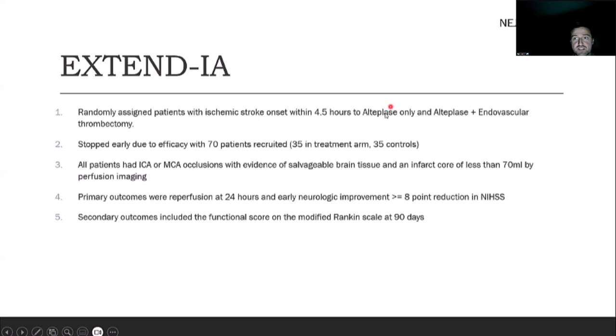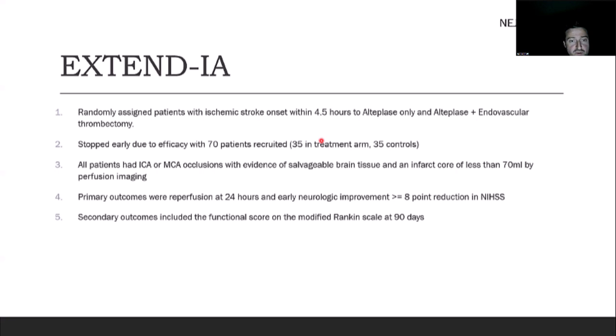EXTEND-IA also came out in March of 2015. Again, randomly assigned patients with ischemic stroke within 4.5 hours to alteplase and endovascular thrombectomy. They were stopped early due to efficacy with 70 patients recruited. They had patients with ICA or MCA occlusions with evidence of salvageable brain tissue and an infarct core of less than 70 milliliters on perfusion imaging. So this is one of the early studies using perfusion.